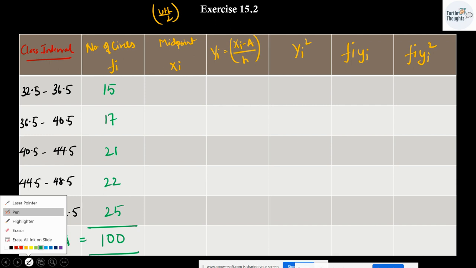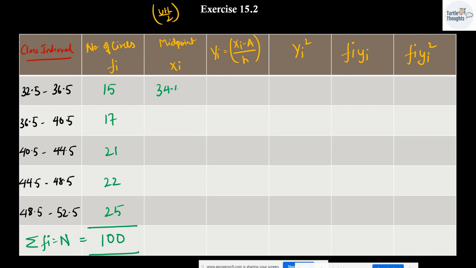Next, let me make a note of the midpoints xi. Xi is going to be u plus l divided by 2. 32.5 plus 36.5 divided by 2 will be the answer. It is going to be 69. 69 divided by 2, 34.5. Next, I should keep on adding 4 over here. So it is going to be 38.5, 42.5, 46.5. I will be getting lastly 50.5.